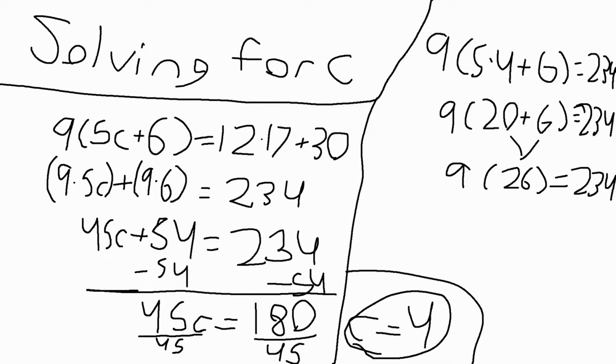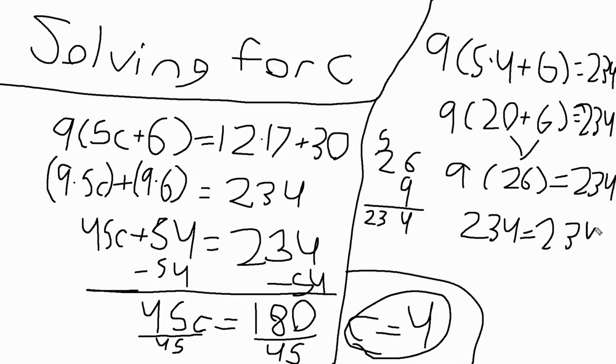Alright guys, and it is always good to double check just to make sure I'm doing the multiplication completely right. So let's just do it here just to be completely safe. So it's 54, we carry over the 4, 18 plus 5 equals 23. So now we know 234 is equal to 234, meaning c is most definitely equal to 4.